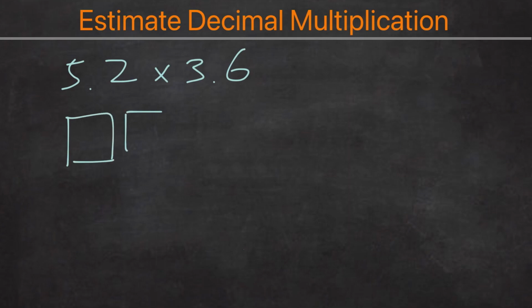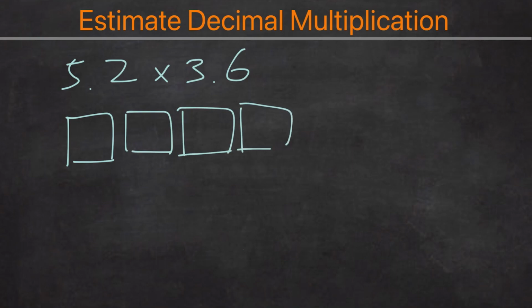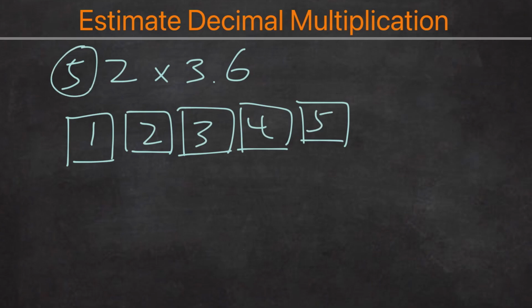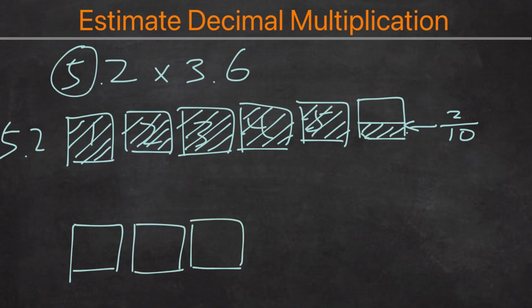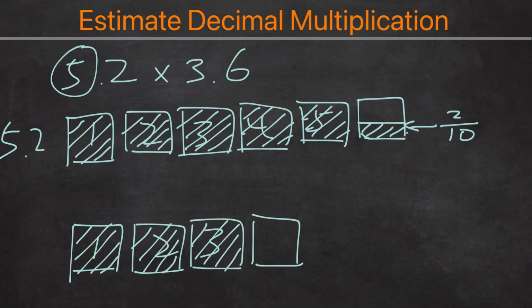For 5.2, we can imagine 5 containers which represents the 5 as a whole, and then we have another container which is about 2/10 full. So I'm going to shade all of them to indicate that they are full. So that's what we have here, 5.2. And 3.6, we have 3 containers that are full. And for the 4th container, it's 6/10 full.